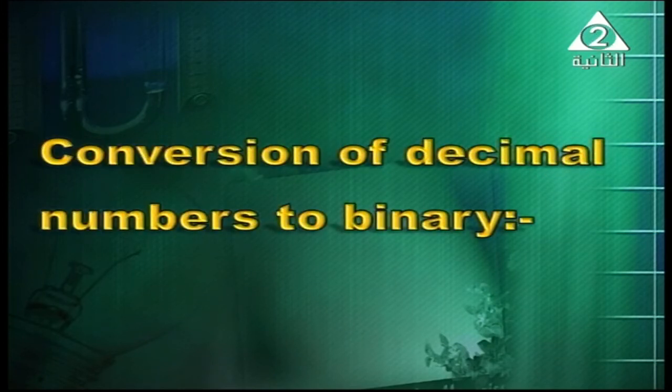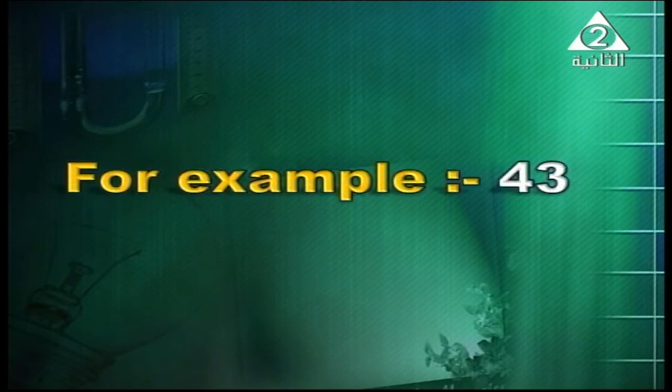And now we'll try to convert from decimal into binary. Conversion of decimal numbers to binary ones. For example, 43 is a decimal number. We want to encode it into binary codes to take the form of 0 and 1. We'll learn how to do it. First of all, 43 is divided by 2. It will give 21. Remainder here is 1.